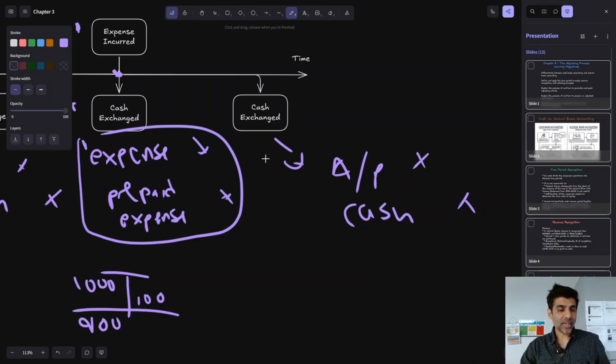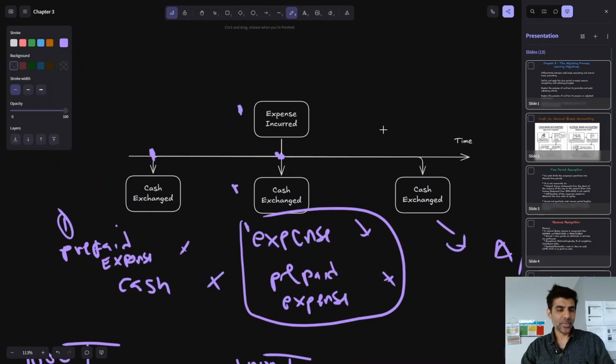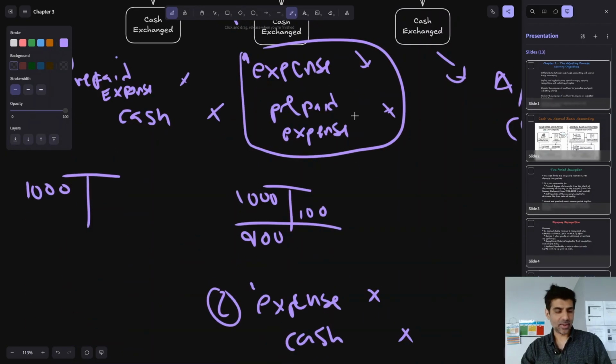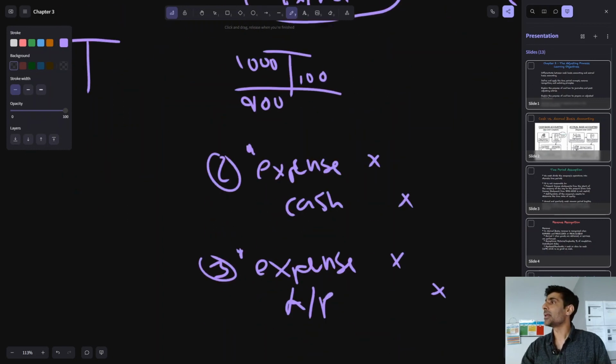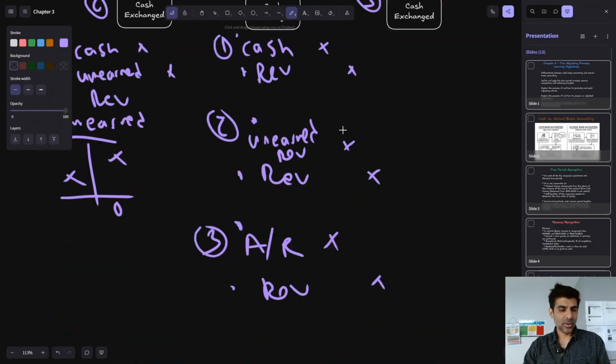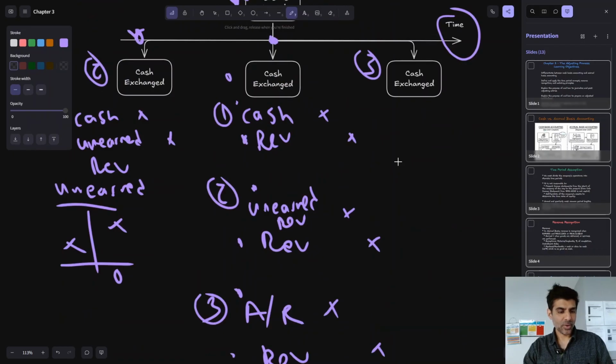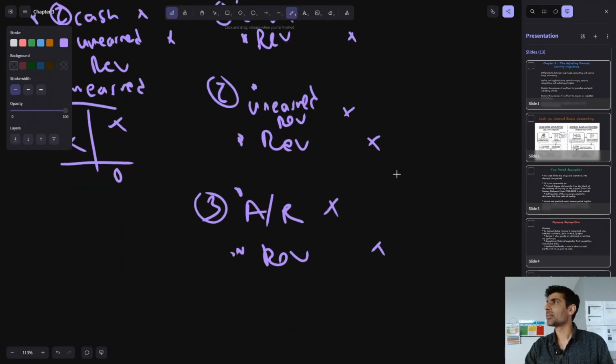So the takeaway here is that the expense incurred is always going to result in an expense being debited in any situation. Doesn't matter when the cash is exchanged. The expense is always going to be debited when it's incurred. Now, when the cash is exchanged, it could be one of three things: before, during, or after. And in each case, you're going to have a slightly different scenario. Okay? And it's the same thing with the revenue. Again, the revenue is always credited when it's earned in all three scenarios. But depending on when the cash is exchanged, we have to do different things.